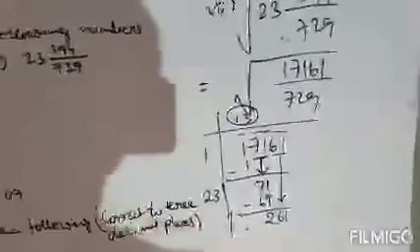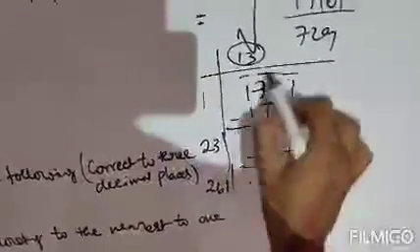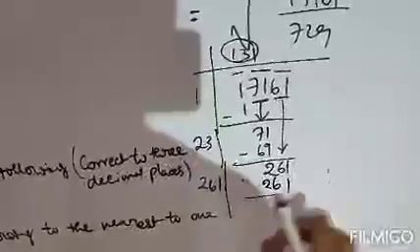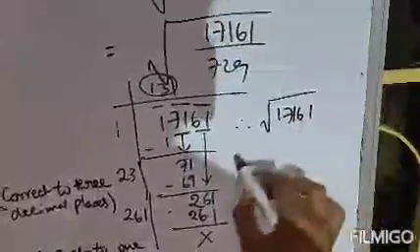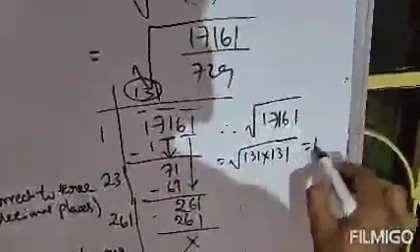Clear? Now this total 13 will be multiplied by 2. Now the quotient is 13, so it will be multiplied by 2. That means 13 into 2, 26. Just put 1 and 1. So 261. So your answer is 131. That means you can write 17161 equal to 131 into 131, which is 131. Clear? Now the denominator is 729.